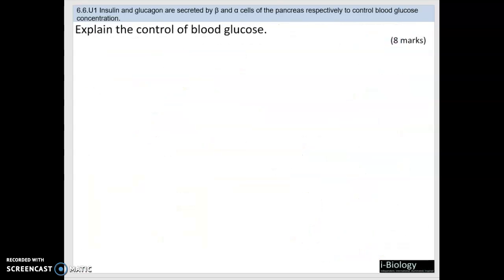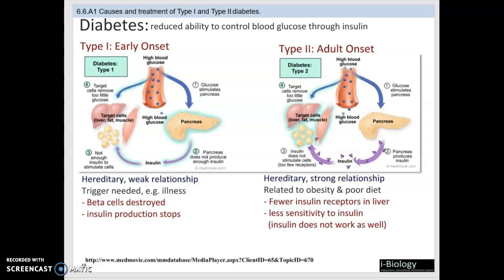I'm going to have a go at trying to answer that question, explain the control of blood glucose. There is an answer for that on the slide.